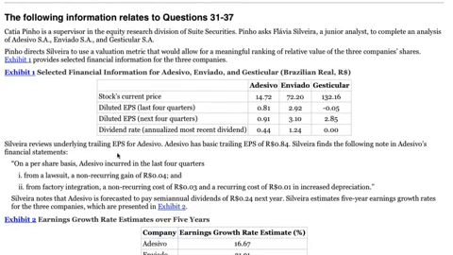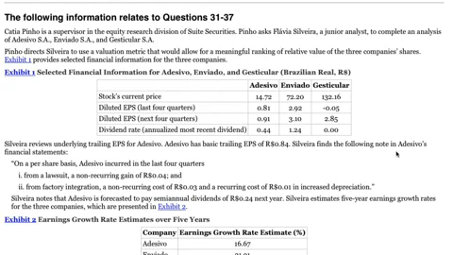Silveria reviews underlying trailing EPS for Adhesivo. Adhesivo has basic trailing EPS of 84 cents. Now, if we look over here at our EPS, we have 81 cents. It says here diluted EPS of 81 cents, and it says here 84. So there's some discrepancy. We have to figure out what's going on.